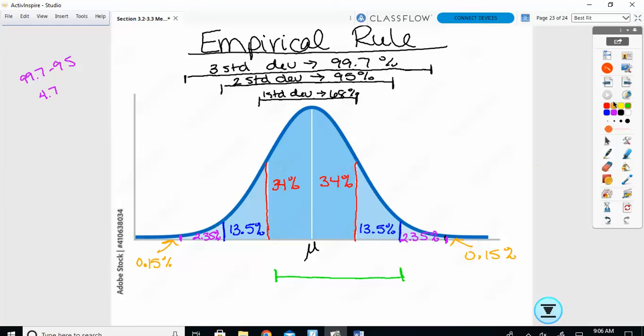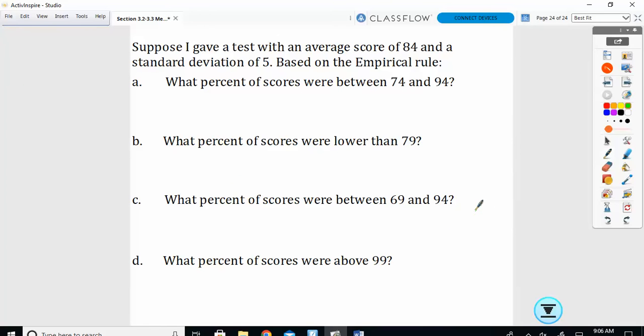Okay, I gave you another blank one at the bottom. We're going to do an example, and we're going to use that graph to help us. So here is our example. If you want to jot this down on the back of your paper or something, you're welcome to. So suppose I gave a test with an average score of 84, so that's my mean, and a standard deviation of 5. Either I have to tell you this is bell-shaped data, which I didn't, but I said based on the empirical rule. So that tells me we are able to use that empirical rule.